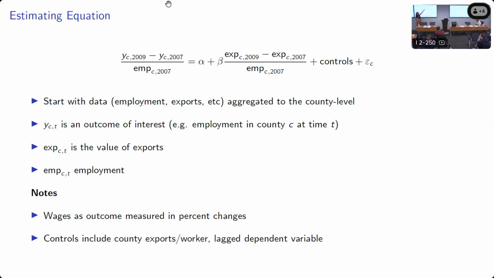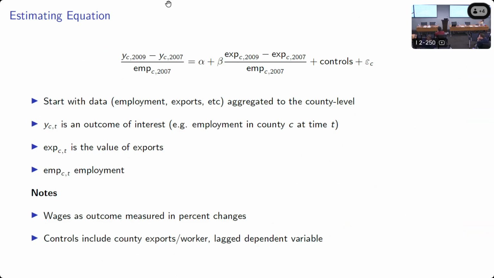Obviously, this does not affect the estimate of beta, which is what we're interested in. It affects the constant, but the normalization is helpful to present results. We're going to consider employment, payroll, and a wage rate. When wages are the outcome, we're going to measure average wage changes in percent changes, so that's not going to be normalized by employment. The controls are going to be county exports per worker in the base period, 2007, and then the lagged dependent variable and sometimes state fixed effects, so we can also identify using within-state variation.